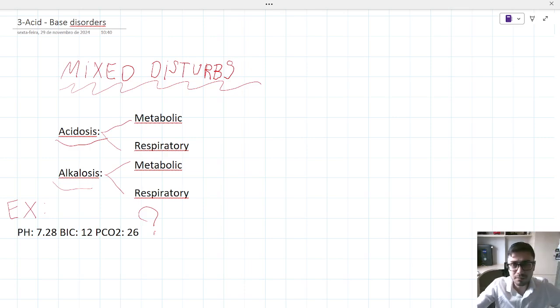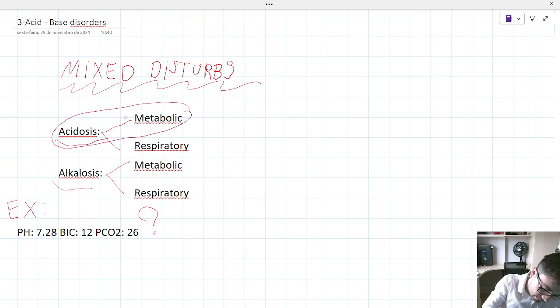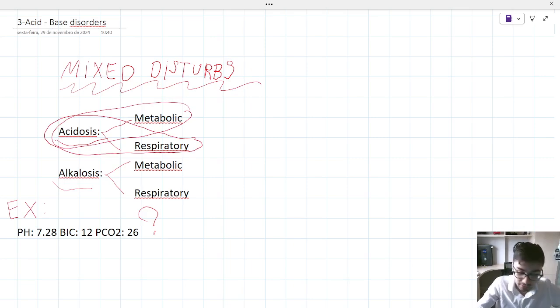So, what is the mixed disorders, Pedro? Okay, we can have, for an example, a metabolic acidosis together with respiratory acidosis. Okay, we can have the same disorders at the same time. Okay, we can have like respiratory acidosis with metabolic alkalosis.